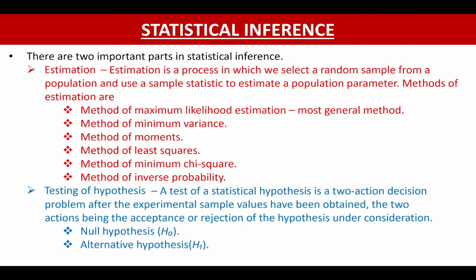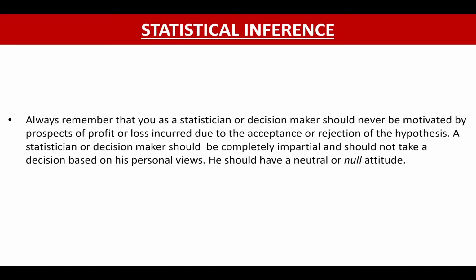Most of the people find it difficult to formulate the null hypothesis, so I'll go very deliberately on this topic. Before I explain about the null hypothesis and alternate hypothesis, there is a very important principle that we should always abide by. Always remember that you as a statistician or decision maker should never be motivated by prospects of profit or loss incurred due to the acceptance or rejection of the hypothesis. A statistician or decision maker should be completely impartial and should not take a decision based on his personal views. He should have a neutral or null attitude.